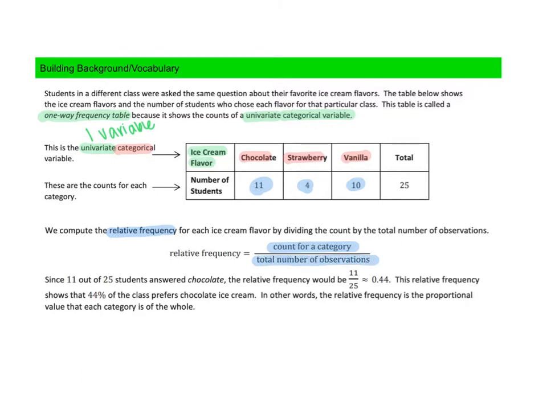That's what we did on that first slide, okay? So if we're doing this for chocolate right here, 11 out of 25 students answered chocolate. So the relative frequency, this fraction that we're going to make, is going to be 11 out of 25. And when we divide that, we get 0.44, which we know is the same as 44% if we just move that decimal point over. Okay? And we're going to continue to do this throughout the lesson. Just wanted to make sure you have a good little background before we move on. Let's continue.